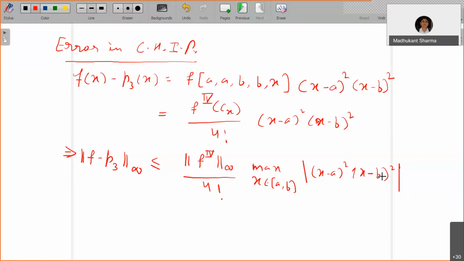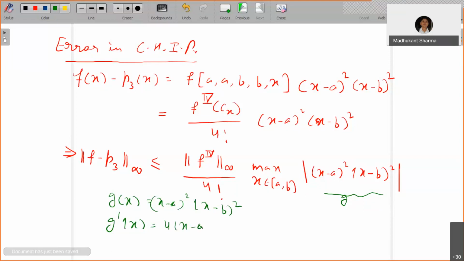Now to find the maximum here, say this is a function g. If you perform the derivative, you can show that if g(x) is (x - a) squared times (x - b) squared, then g'(x) is equal to 4 times (x - a)(x - b)(x - (a + b)/2). So you will get three critical points here: a, b, and (a + b)/2, and c is the value where it gets the maximum.